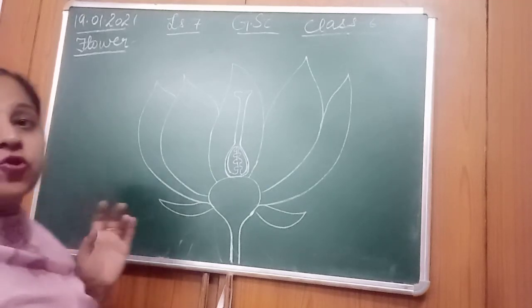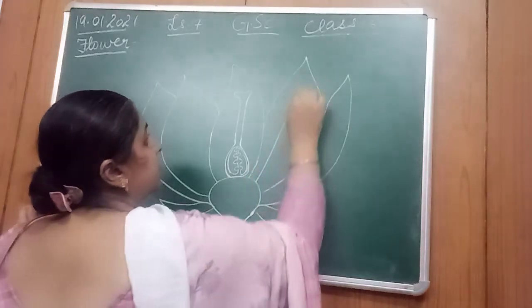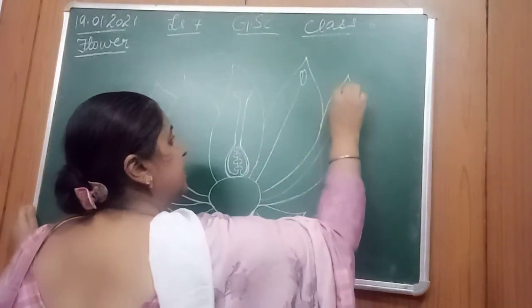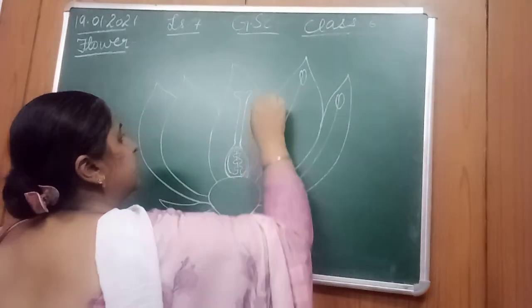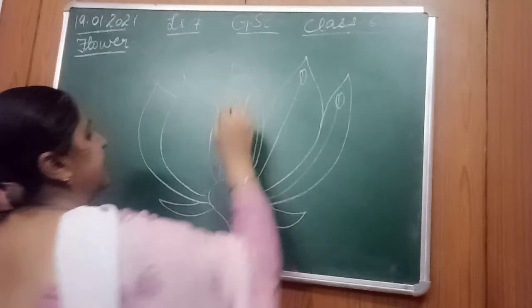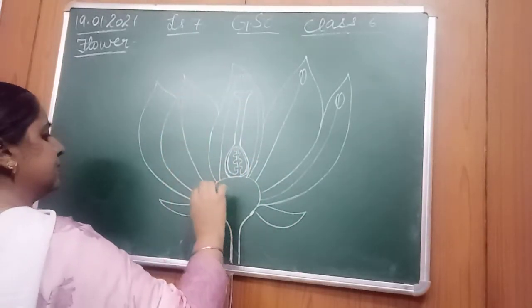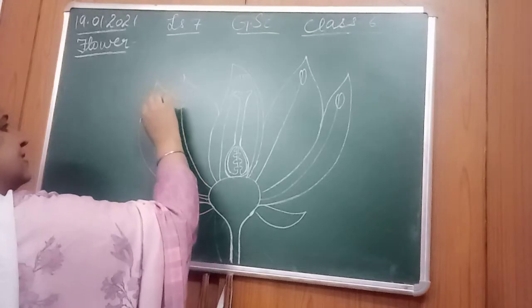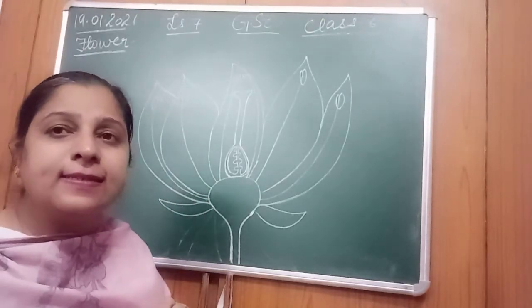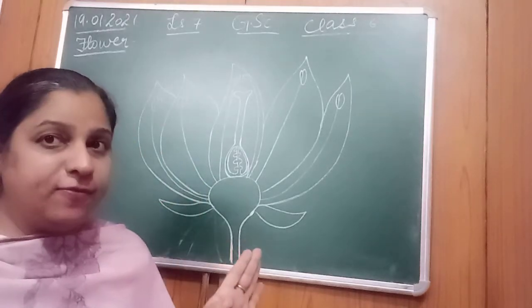Now we have to draw the male reproductive parts. Like this. Like this. This. And this. Got it? Then students, let us do the labeling first.